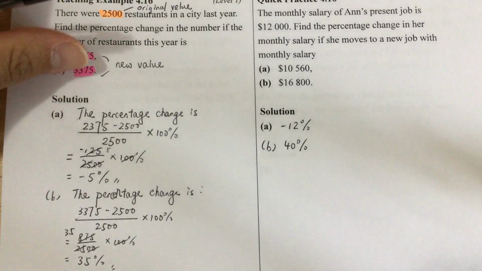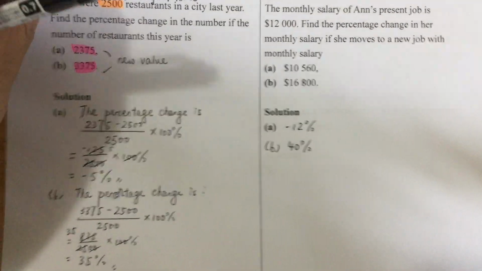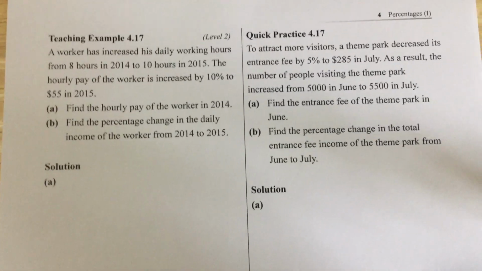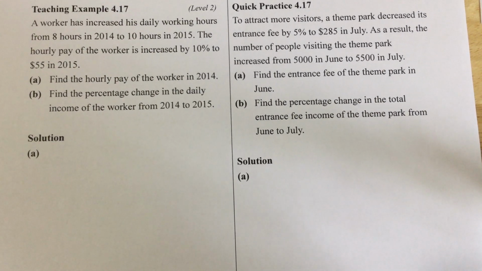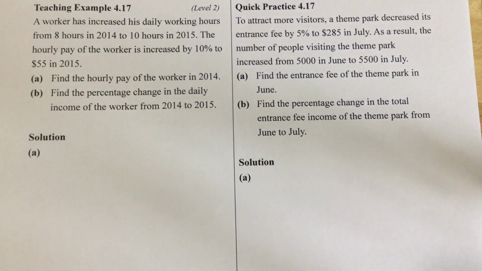And now we will go to the final questions. That is the teaching example 4.17 for this topic. That means the last question we are going to discuss is this one. The teaching example 4.17. A worker has increased his daily working hours from 8 hours in 2014 to 10 hours in 2015. The hourly pay of the worker is increased by 10% to $55 in 2015. Find the hourly pay of the worker in 2014.